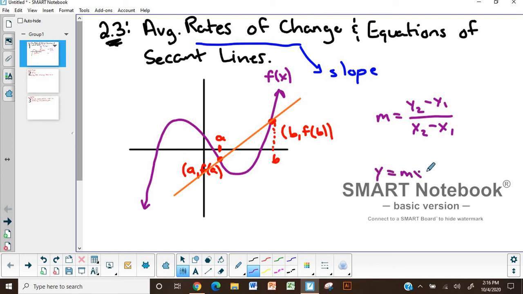And then to find the equation of a secant line, we can use either slope-intercept form, which is y equals mx plus b, or we can use point-slope form, which is y minus y1 equals m times x minus x1, and solve for the remaining variables and get the equation of our secant line here. Many of you might be more comfortable finding that equation using slope-intercept form rather than point-slope form. Okay, so let's jump into an example here.